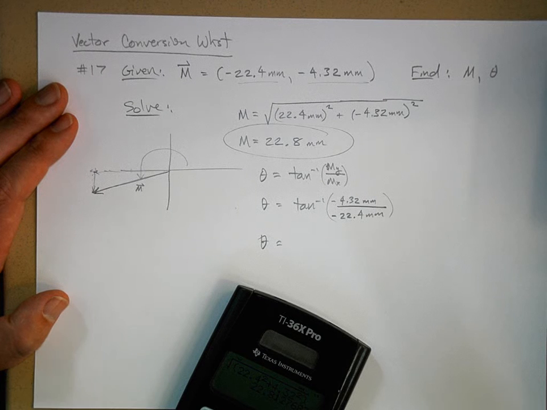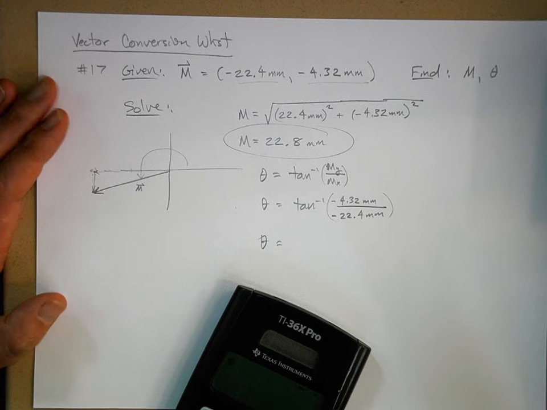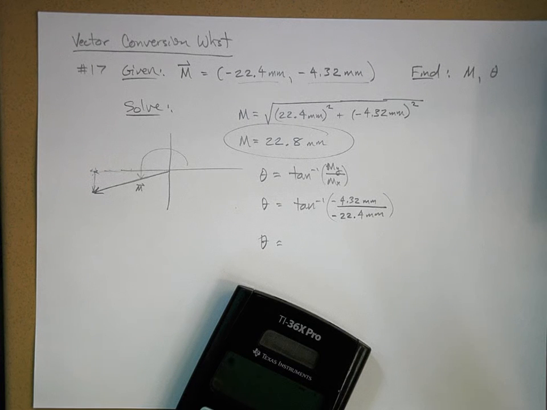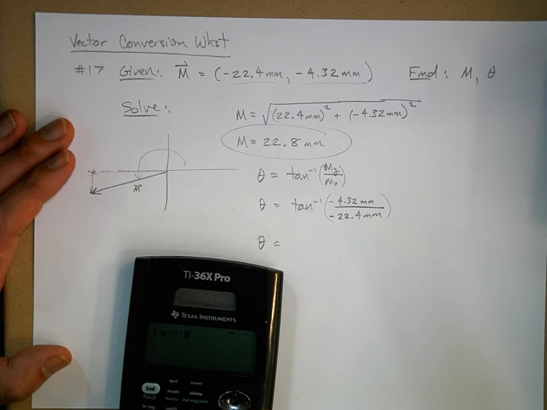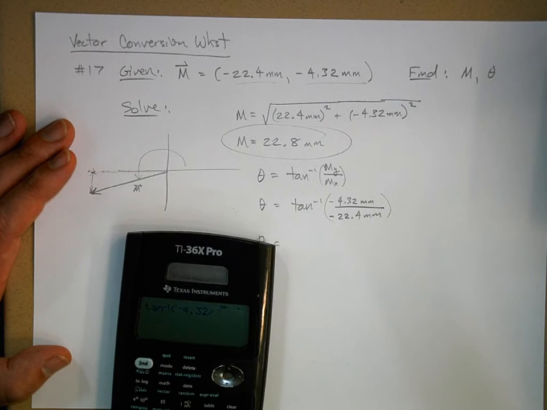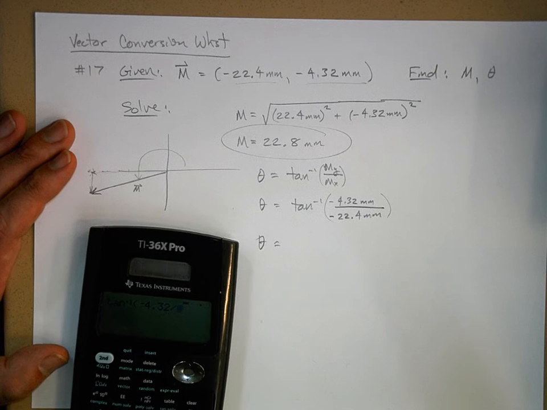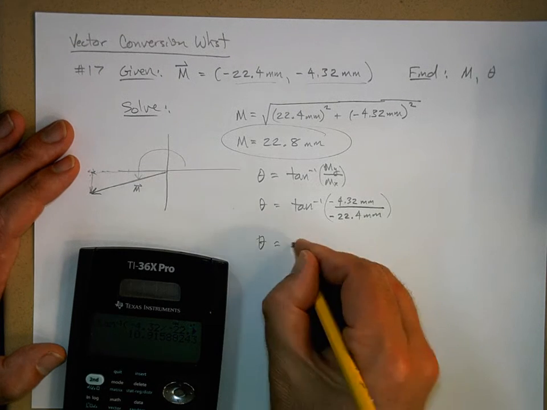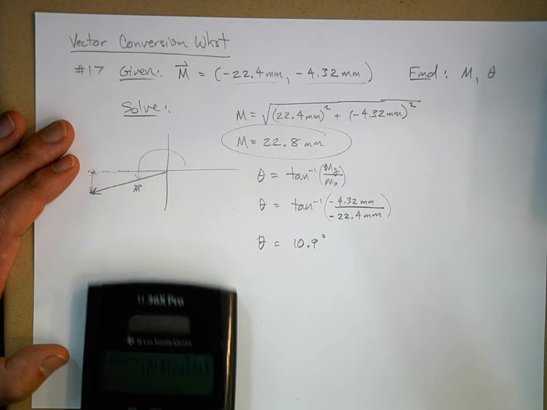So I go second function tangent. Oh, oops. What? Oh, I bet I have to hit it twice. There we go. Oh, that's clever. Inverse tangent of negative 4.32 divided by negative 22.4, enter. 10.9 degrees. That should be my angle.